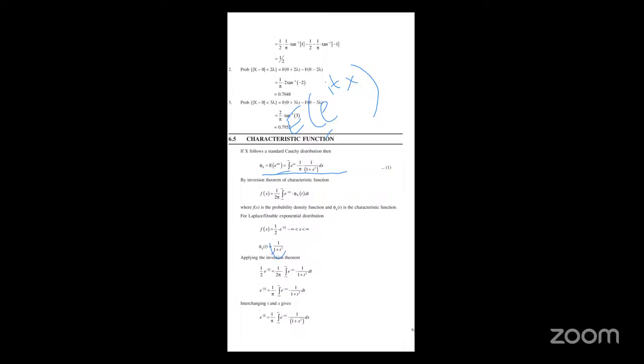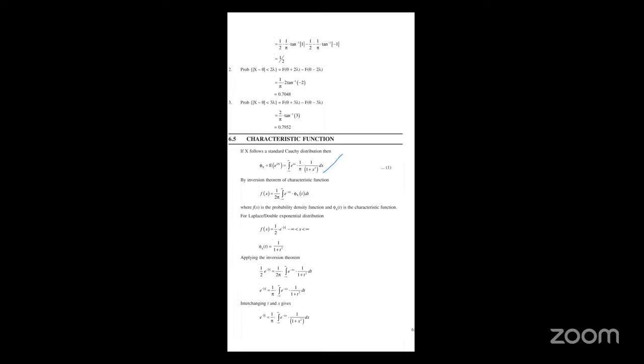F of x can be represented as the integral part of f of x. In the f of x value, we are writing 1 by lambda into 1 by (1 plus x square). They did not mention that the expectation can be written as the integral of f of x, so we need to write that part.